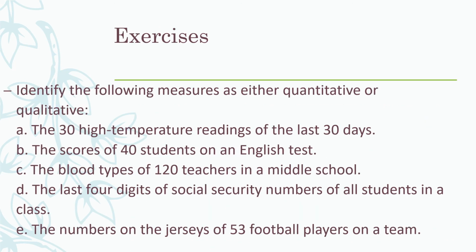Now, another exercise for you to do: identify the following as either quantitative or qualitative. Now you have a number of examples there. 30 high temperature readings for the last 30 days, scores of 40 students on an English test, blood types of 120 teachers in a middle school, the last 4 digits of social security numbers for all students in the class, and the numbers on the jerseys of 53 football players on a team.